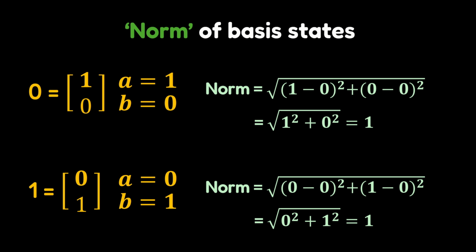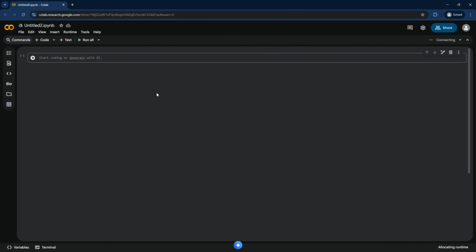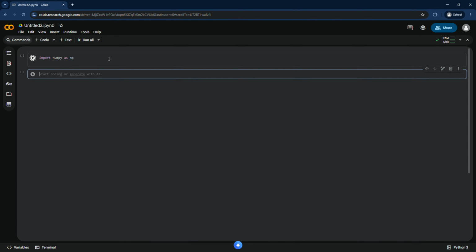Now that you understand what vectors are and how they represent classical bits, let's go to the lab and code using NumPy. Alright, let's switch to the practical part and write some code in Google Colab. In your notebook, type import numpy as np. NumPy is the library we'll use for vectors, matrices and all kinds of linear algebra.